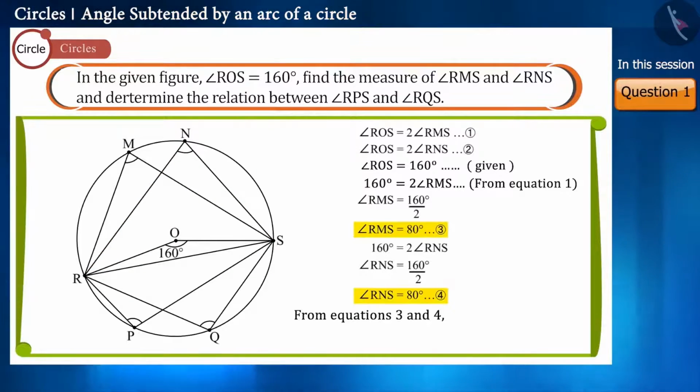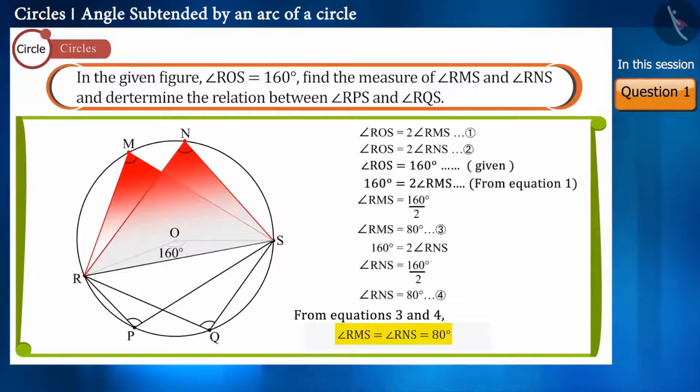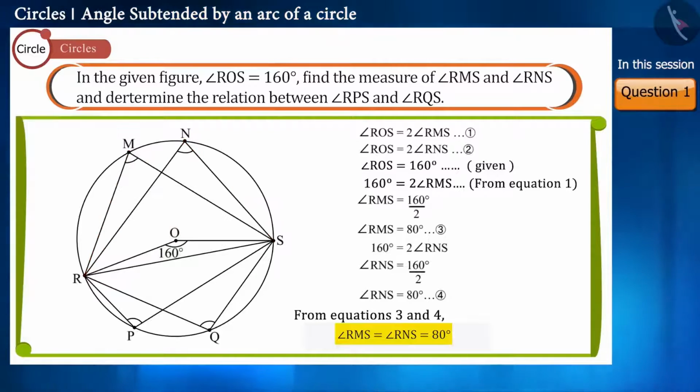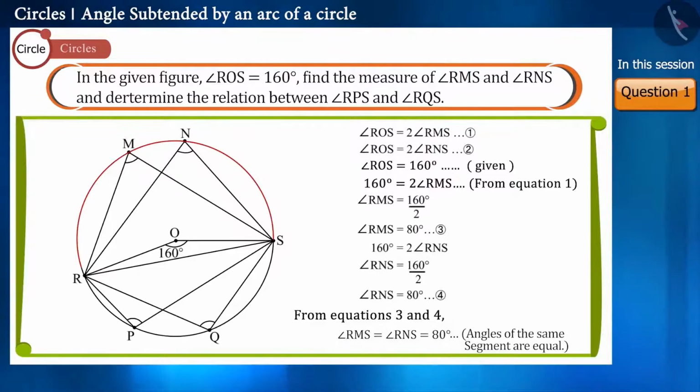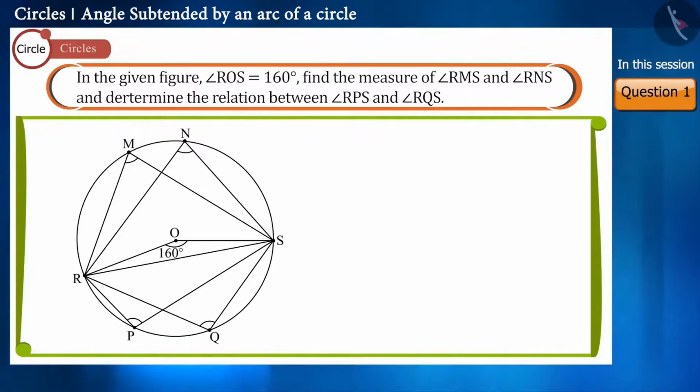Friends, you can see that these two angles are equal. Can you explain why? Yes, friends. These two angles are located in the same segment, and we know that the angles in the same segment are equal. Let's move ahead. We need to determine the relationship between angle RPS and angle RQS.